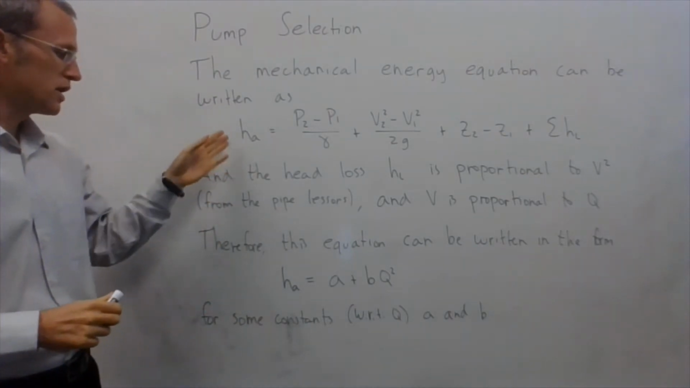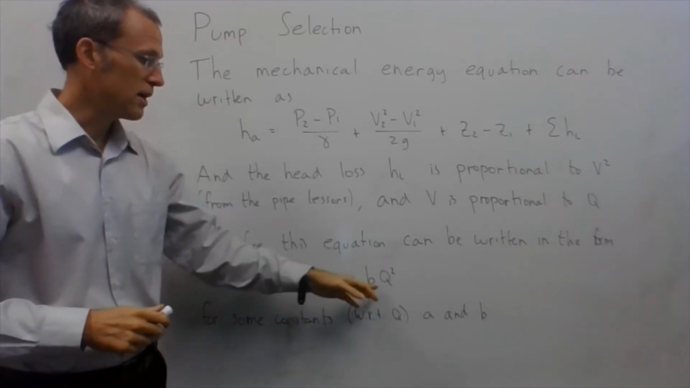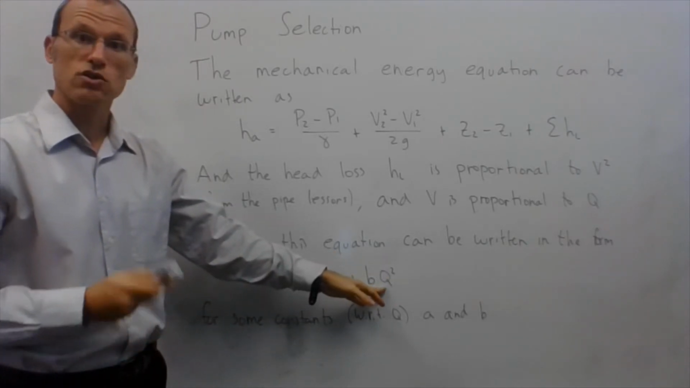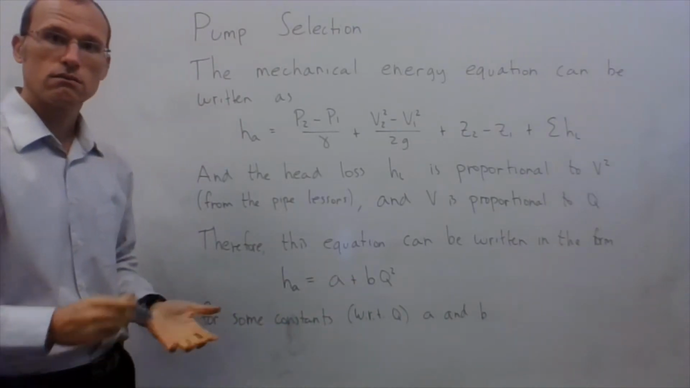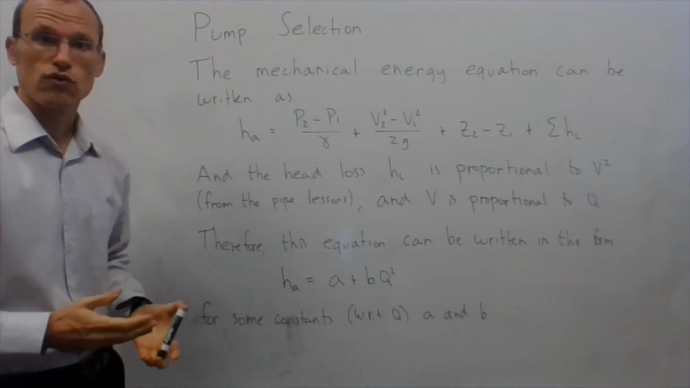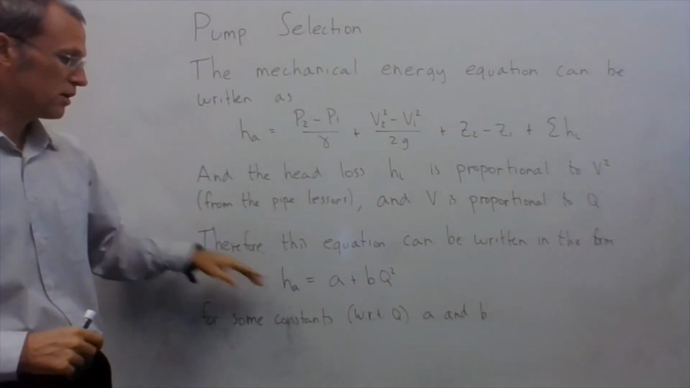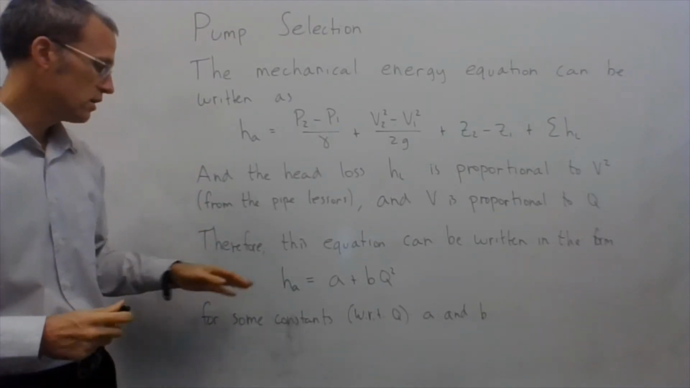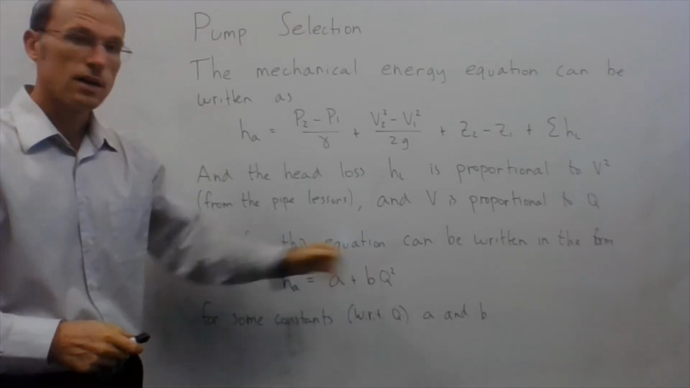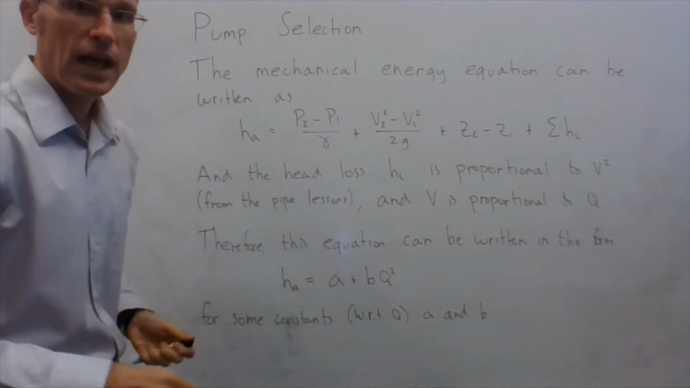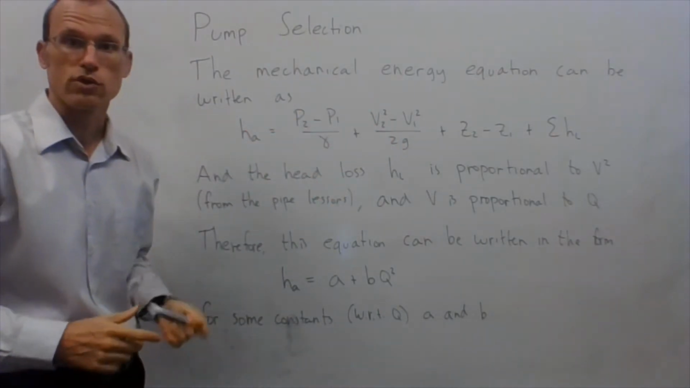So I can write this equation as a whole bunch of stuff that doesn't depend on Q, and a whole bunch of stuff that depends on Q in this very specific way, Q squared. And so A and B are just constants with respect to flow rate. My equation for the pump head added is just some constant A plus some other constant B times Q squared. And that comes from this equation, where A and B are just the appropriate terms.